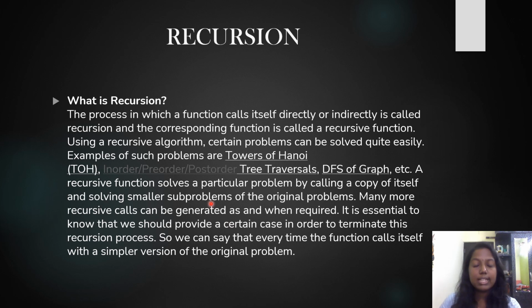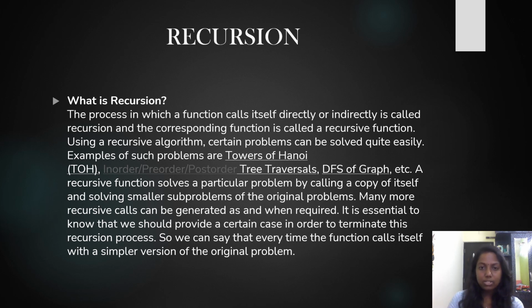Now, what is recursion? It is the process in which a function calls itself directly or indirectly. Recursion is basically when we need a function to happen over and over again, and we need to keep calling that function. For example, traversing trees or the Towers of Hanoi problem, as given here. We need to keep calling that function again and again.